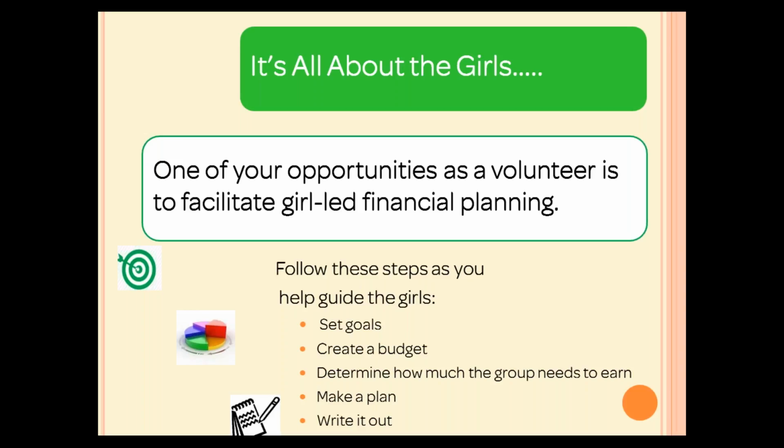For every young Girl Scout, financial planning involves families and the troop. It should never be two troop leaders deciding all the troop finances. Please always remember to include the girls.